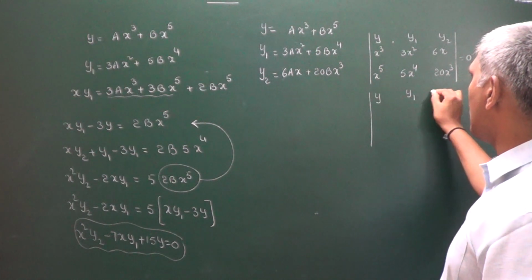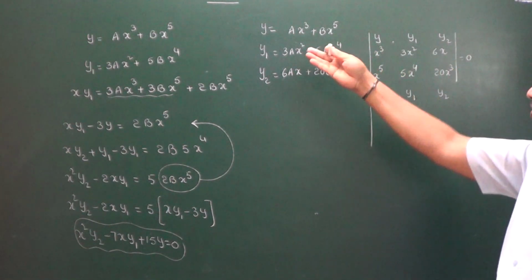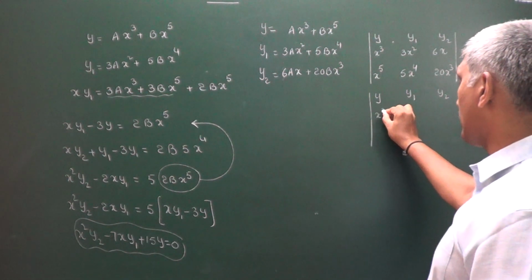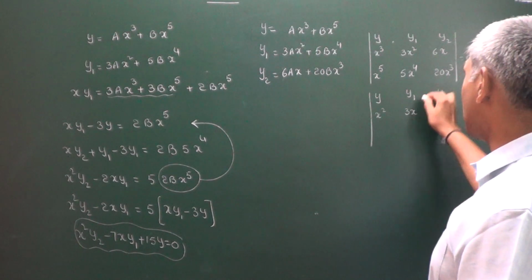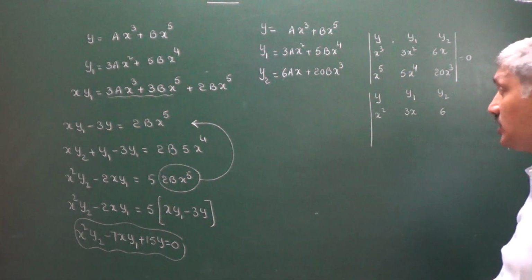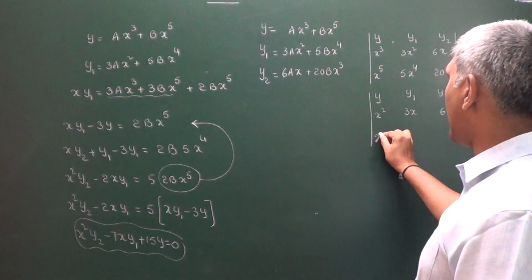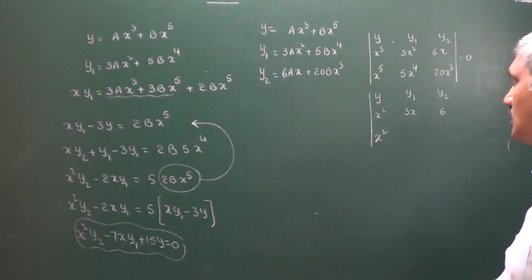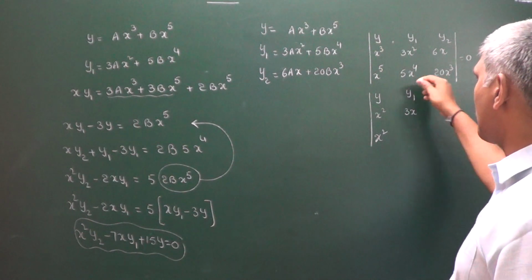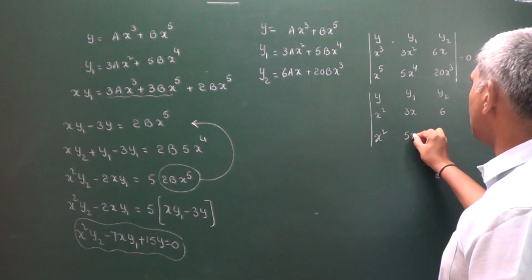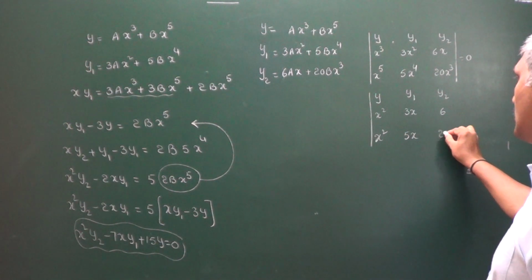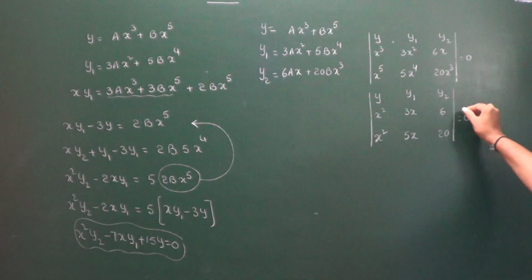y, y1, y2. From the first row we can take x common. If you take x common, what happens? X square, 3x, 6. From the second row we can take x cube common. If you take x cube common, we will get x square. Yes or no? X cube we are taking common. That's why x square. Next here we will get 5 into x. Right? Next we will get here x cube we are taking common. That's why 20. Determinant is equal to 0.